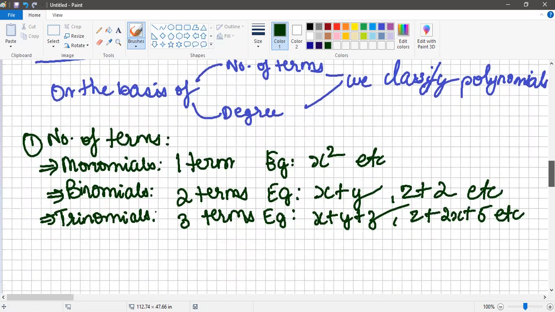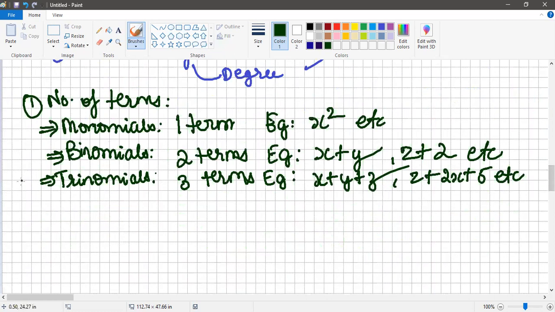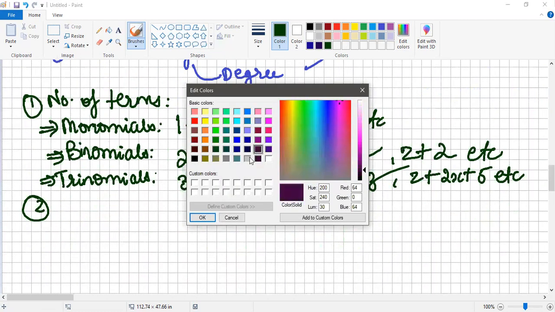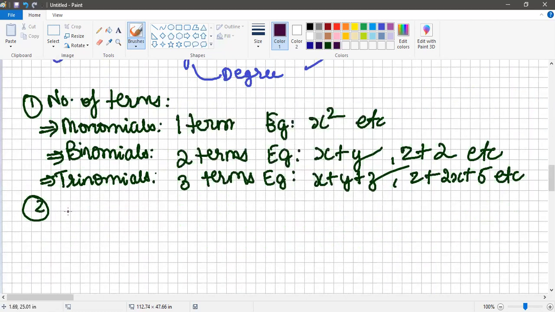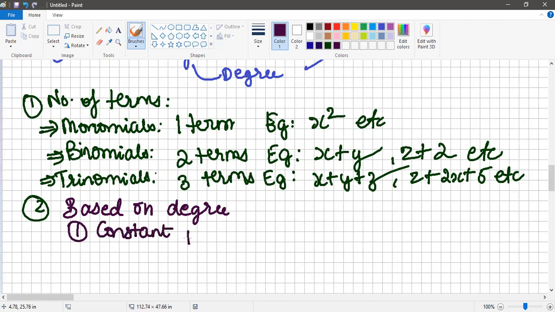What about the types of polynomials on the basis of degree? This is a new concept to you. The number of terms you would have learned last year, definitely, right? We finished that. Now, based on degree, we classify polynomials firstly into constant polynomial.